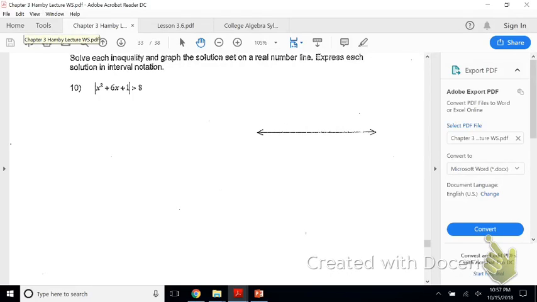we're going to set it up as negative 8 is less than x squared plus 6x plus 1 less than positive 8. So it can be any number between negative 8 and positive 8, because when we take the absolute value of it, I think I wrote that wrong. Hold on one second. Let me check my notes.